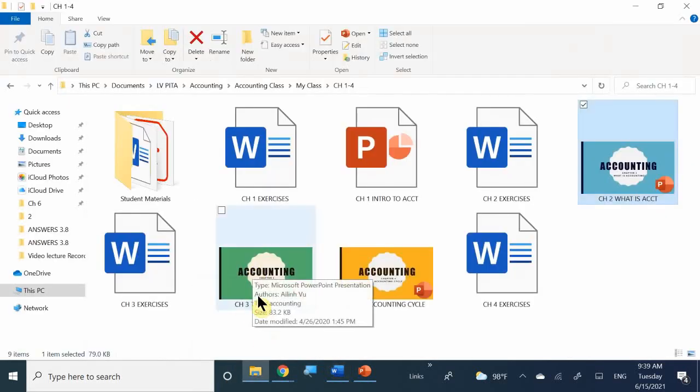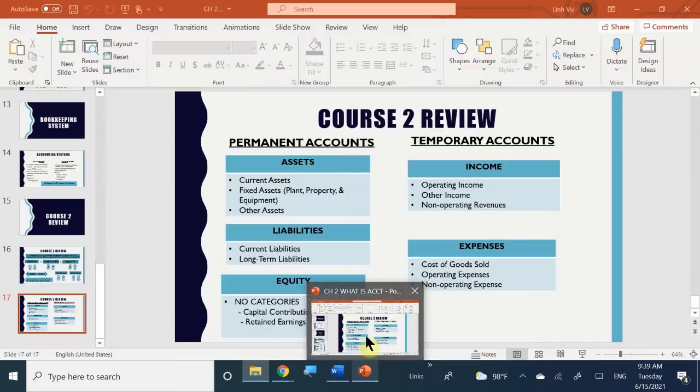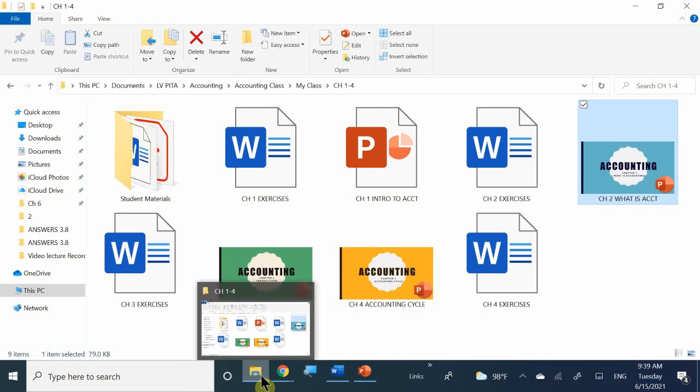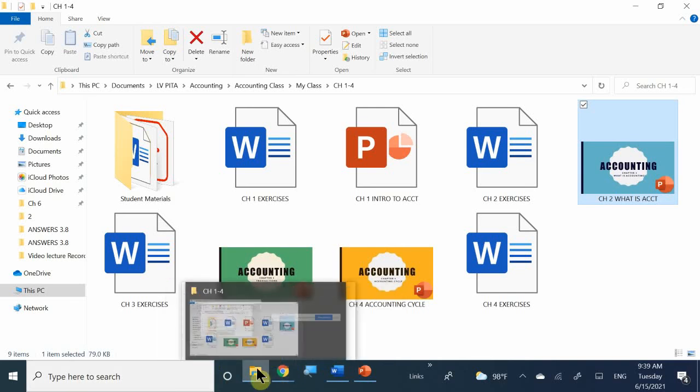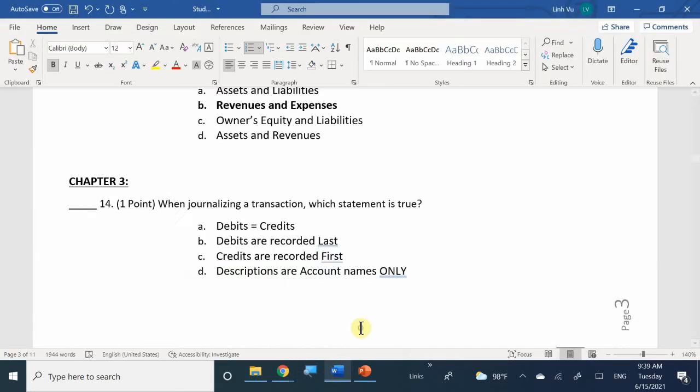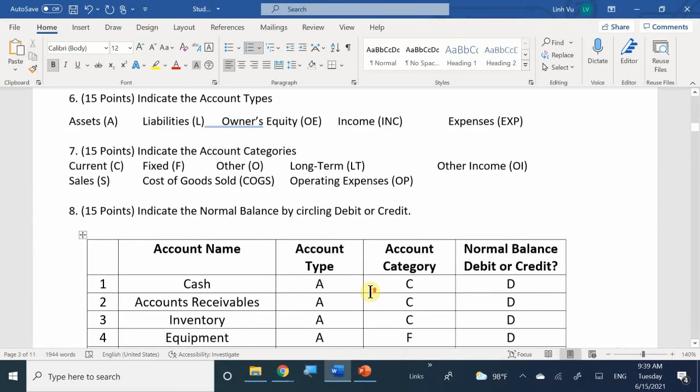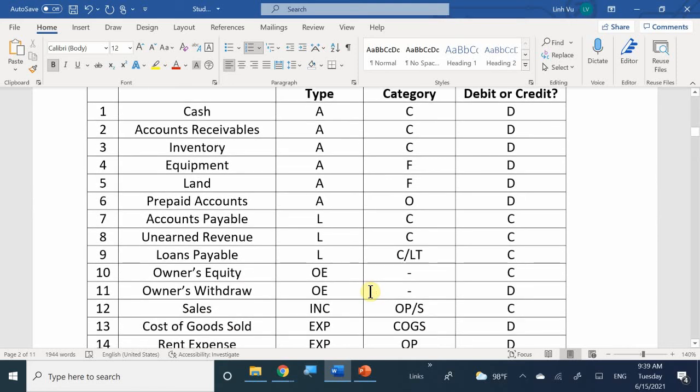Going back to the chart, just so I understand the little tip that you gave us. An asset is something that we own. A liability is always going to have payable behind it. And expense is always going to have the word expense on it, like rent expense or supplies expense. Correct. And owner's equity is something that is invested into the company. Correct. And revenue, or income, is something that you earn. Correct. Okay, thank you.